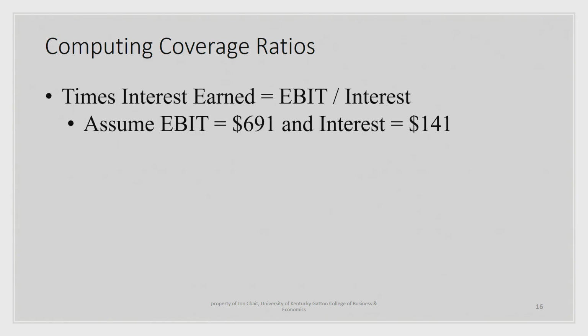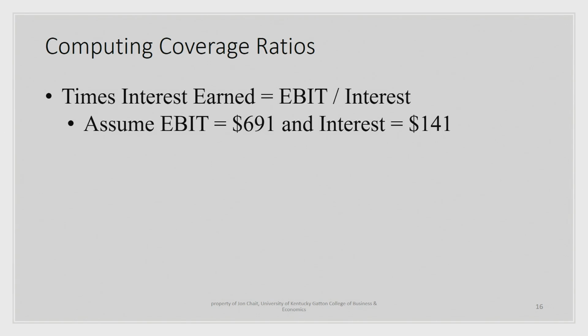If you assume EBIT is 691, I just picked this out of the air, and interest is 141, you just take 691 divided by 141 and you get a number which is 4.9 times. 4.9 times, again, doesn't mean anything in and of itself. What you really have to know is what are the basic benchmarks. And one basic benchmark is investment grade from the rating agencies.